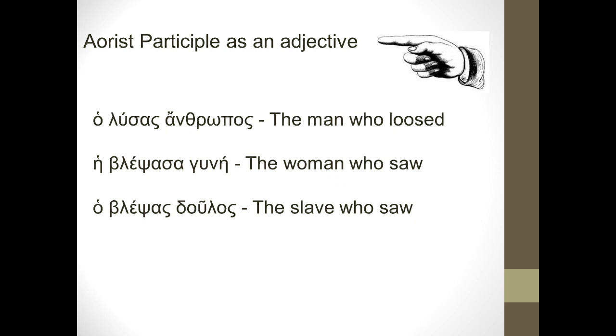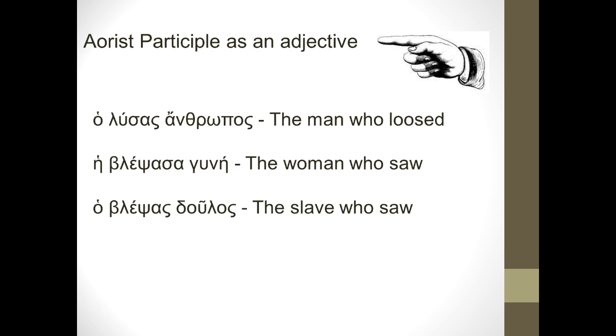If you look at the paradigm again on 163, you'll see that the asa on blepsasa is the feminine singular nominative. Notice again we have the rule of agreement. The definite article, he, is feminine singular nominative. Gune is feminine singular nominative, and our participle is an aorist active participle, feminine singular nominative. And so what you would say here is the woman who saw. You can't say the woman who sees, because that would be present tense, so you need to bring in the aspect of the aorist, of past tense. It is the woman who saw.